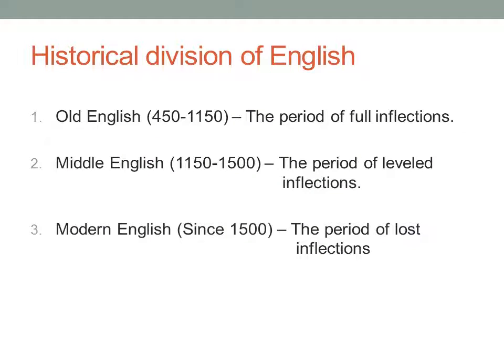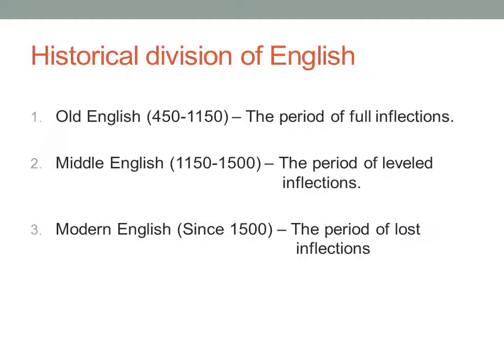So, when we talk about the historical division of English, we know that it has a significant aspect of the inner history because English has been divided here into three historical periods. The first one, which we name as Old English, the period of full inflections. The Middle English, which was there from 1150 to 1500, was considered as a period of level inflections. Remember, this was the time when Chaucer had started writing his prologue and many other important works in English. And then modern English, we can say it started since 1500.